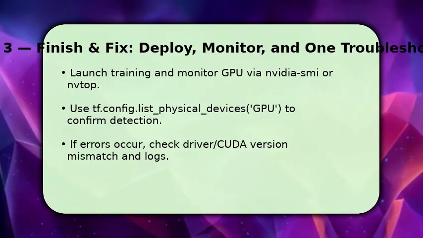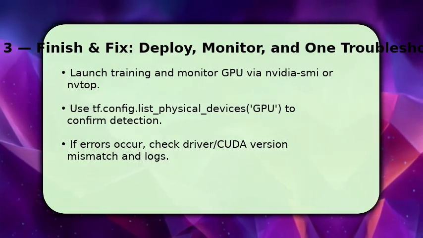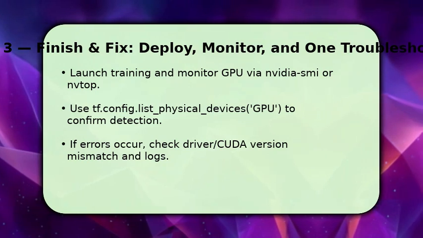If needed, constrain per-process memory. Once training completes, save checkpoints and validate results on the GPU.